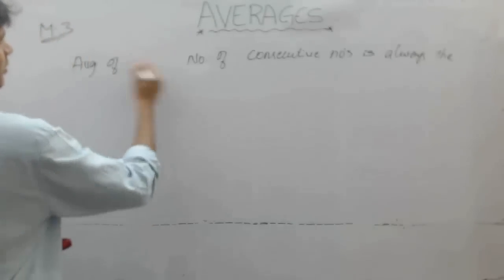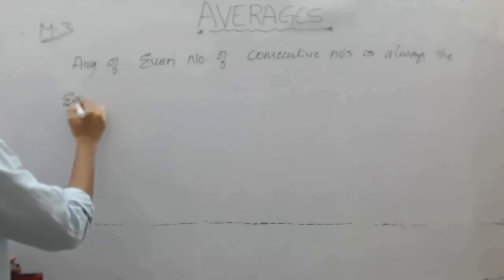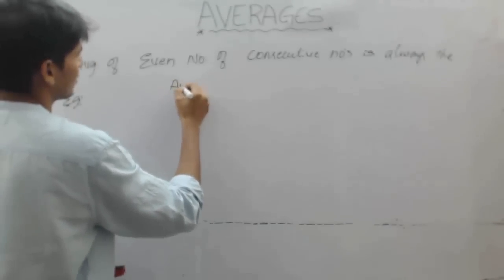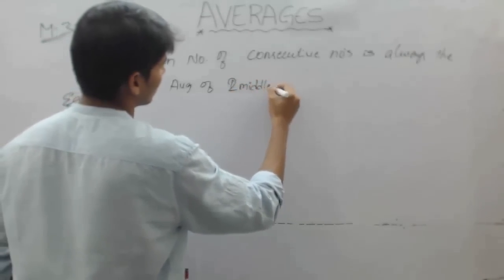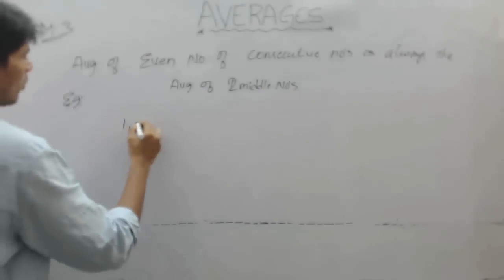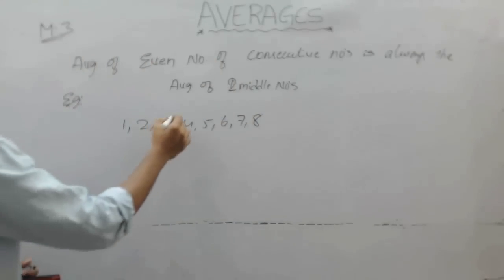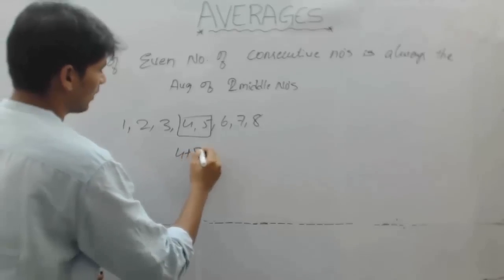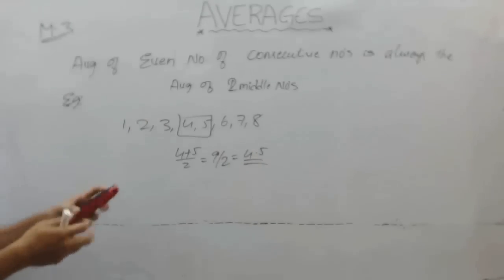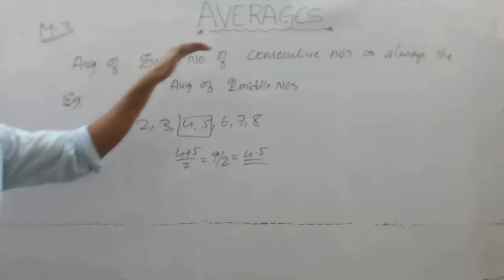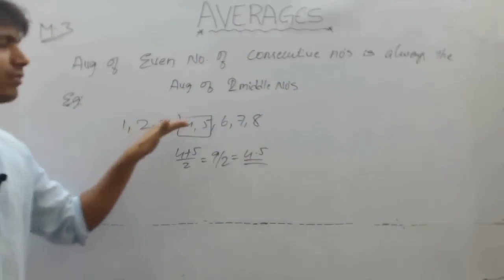And similarly, to find the average of an even number of consecutive numbers, the answer is always the average of the two middle numbers. For example, 1, 2, 3, 4, 5, 6, 7 and 8. What are the two middle numbers here? 4 and 5. So 4 plus 5 divided by 2, that is 9 divided by 2, so 4.5 is our answer. If the average of an even number of consecutive numbers is asked, then the average of the two middle numbers will give the average of all these numbers.